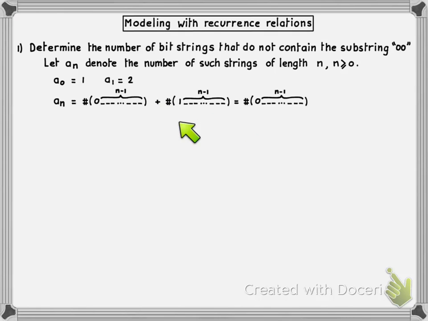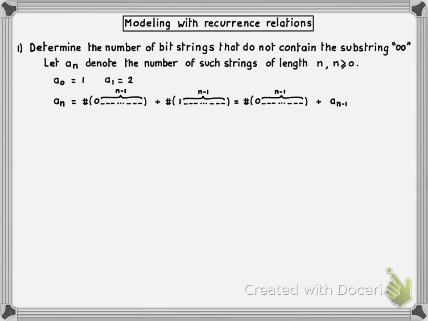Well, because the 1 here has no chance of participating in a 00 pattern, we can pretty much ignore it, because the total number of these strings is the same as the number of strings of length n minus 1 that do not contain a 00. And that number, even though we don't know its value, we have a name for it. It's a sub n minus 1.